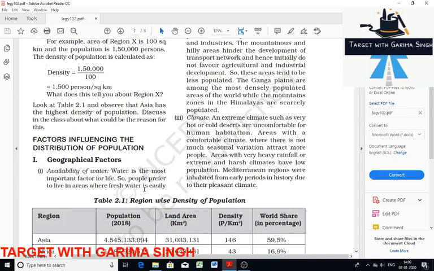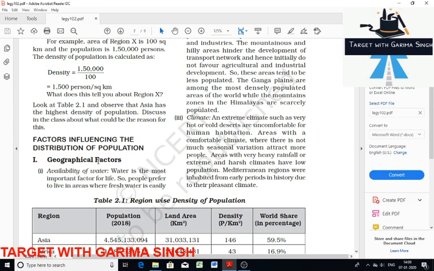Now we will discuss factors influencing the distribution of population. Why is population not evenly distributed? So there are geographical factors, economic factors, social factors. Firstly, we discuss geographical factors. Environment or natural factors such as landforms, fertile soil, suitable climate for cultivation and availability of adequate sources of fresh water are the geographical factors.